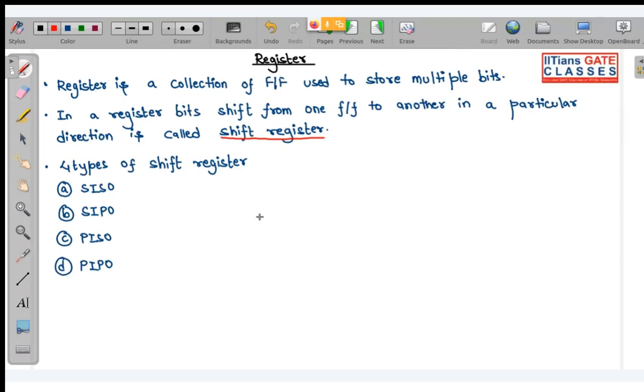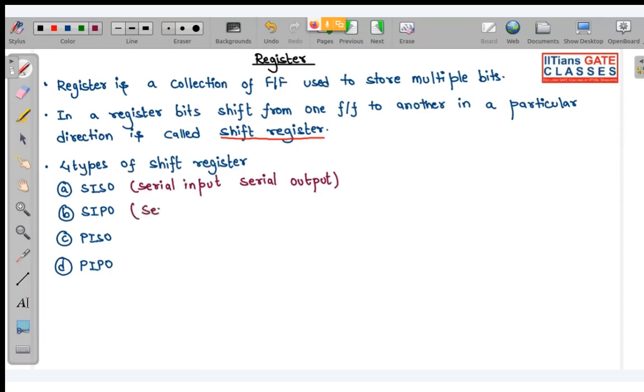Now shift registers are basically of 4 types. First is SISO, serial input, serial output. That means the bits are serially going inside the register and coming out serially outside the register one by one. Listen very carefully, at each one clock pulse, one bit is entering inside the register, and at the same clock pulse one bit will be coming outside the register. So that is serial input, serial output.